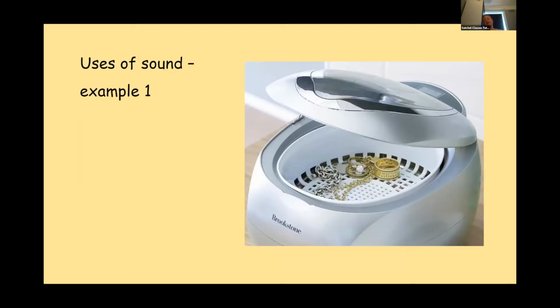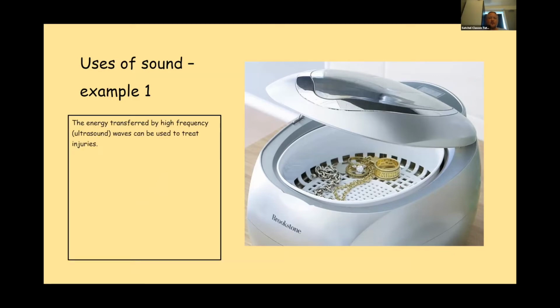Uses of sound, example 1. You can see jewelry in a container, what looks like a deep fat fryer, I suppose, but actually this is an ultrasonic cleaner. The energy transferred by high frequency or ultrasound waves can be used to treat injuries, but it can also be used to clean delicate objects like jewelry.